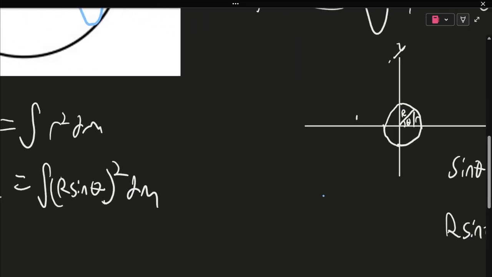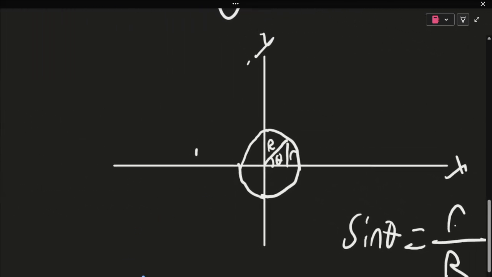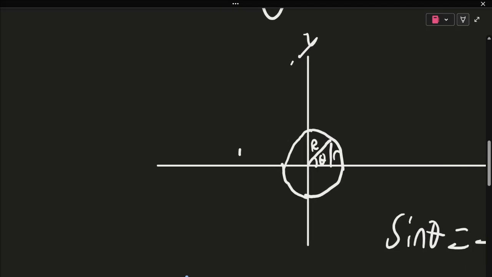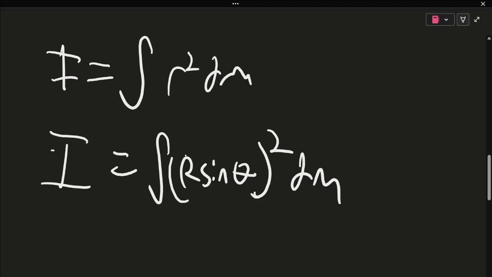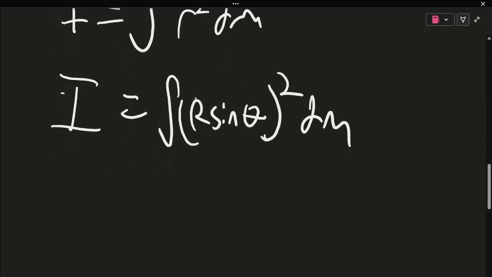Now that we have a little function that tells us what our different radius is going to be for each little segment of mass, we actually need to figure out what the mass is for each little individual segment. So the dm for each individual segment. And what do we know about dm?